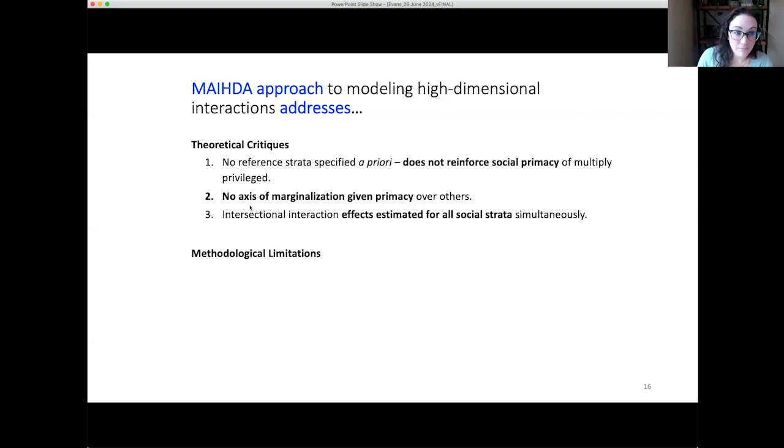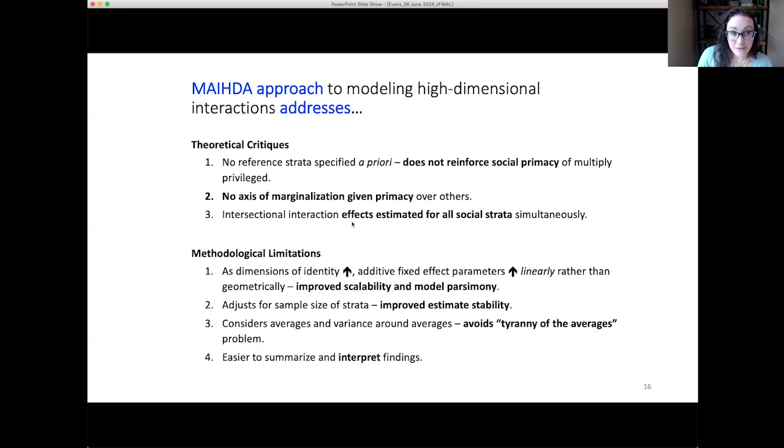We aren't giving one primacy over another. We're keeping it very intersectional. We're not going to immediately revert to that single axis thinking quite as badly. And then we're getting interaction effects for each of our strata, not just the ones that we set up to have interaction terms. In terms of the methods limitations, this is where we see a lot of payoff.